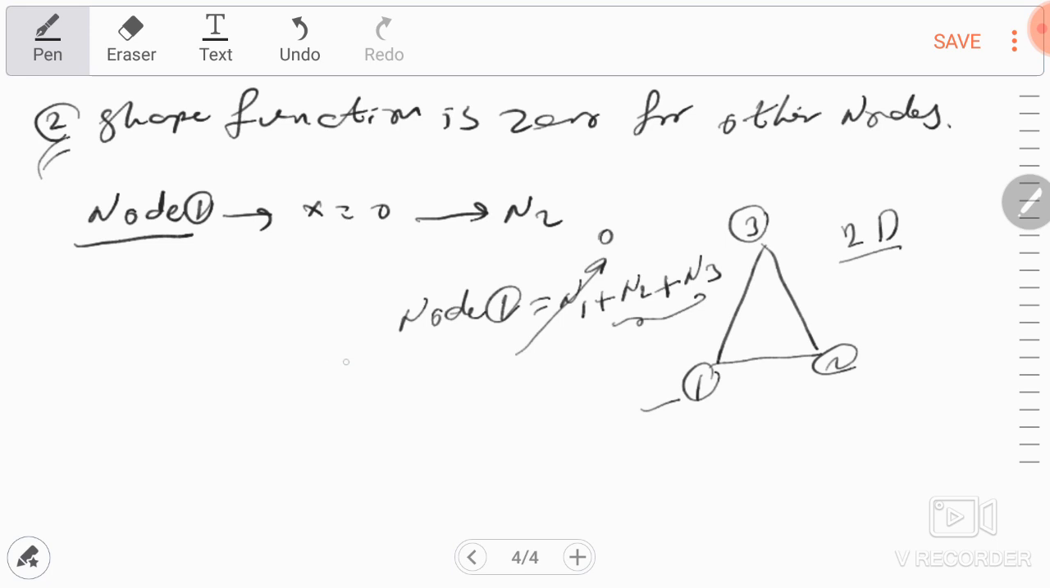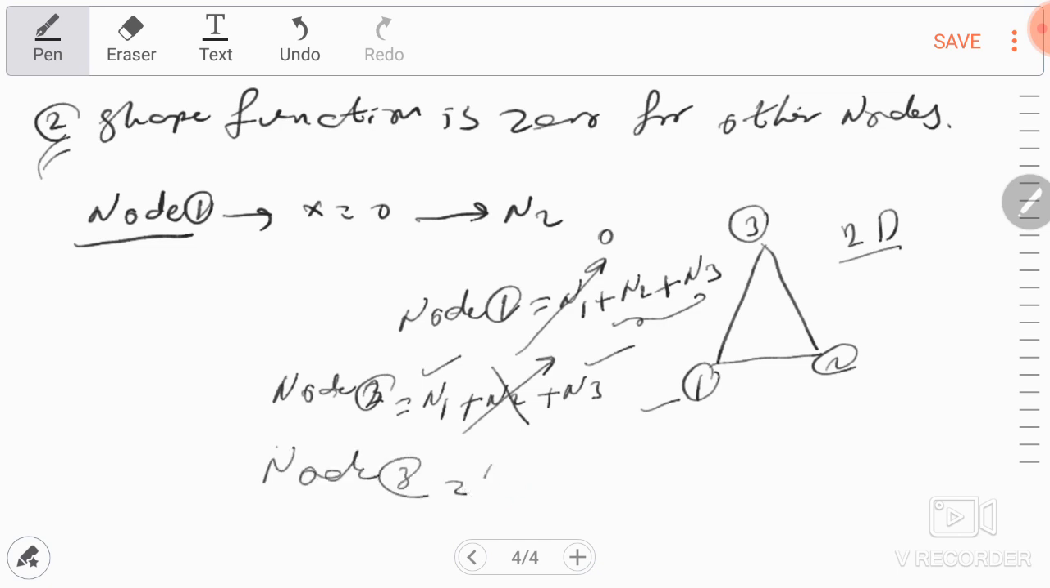Same with node number 2, for example. Here node number 2 equals node number 1 plus node number 2 plus node number 3. Neglect node number 2 and take only node number 1 and node number 3. Same with node number 3: neglect node number 3 and take only 1 and 2.